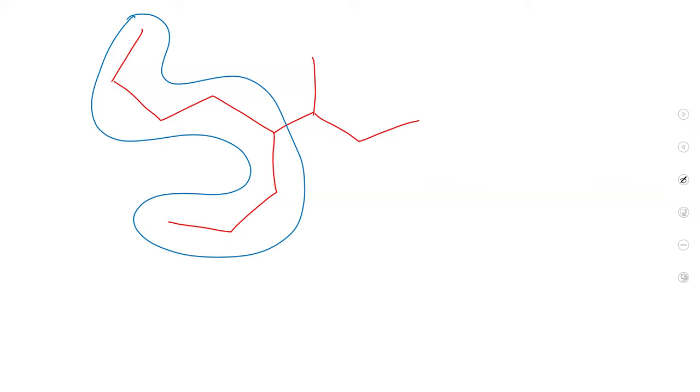Our continuous carbon chain. We count them: 1, 2, 3, 4, 5, 6, 7, 8. So what's our parent molecule here? Octane.